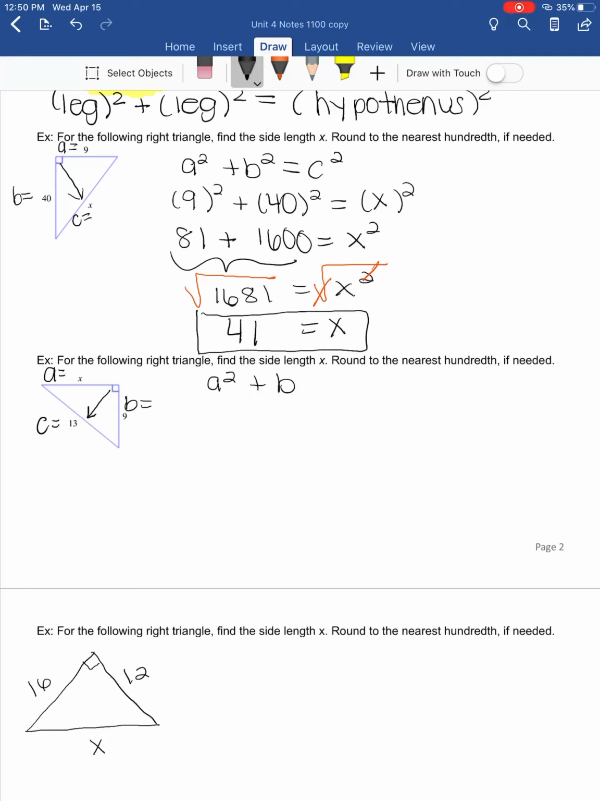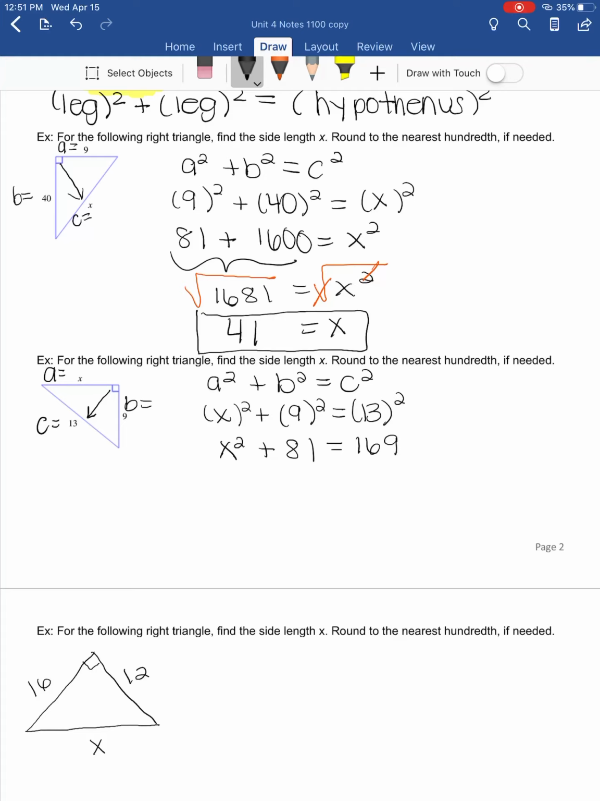Going back to our Pythagorean Theorem formula, A squared plus B squared equals C squared, plugging in our A, B, and C values. A we said was X squared plus B we said was 9 squared equals C we said was 13 squared. So X squared is X times X. We're just going to leave that as X squared. 9 squared, 9 times 9 is 81. Equals 13 squared, 13 times 13 is 169.